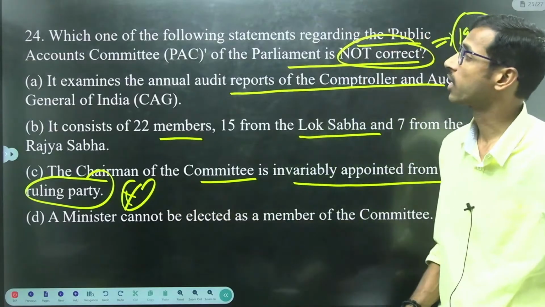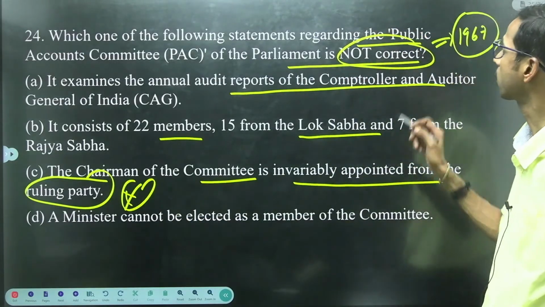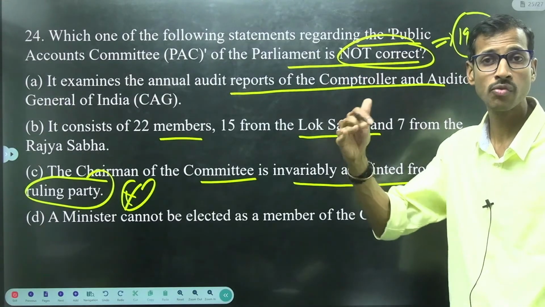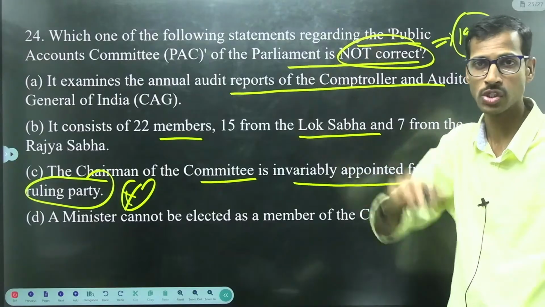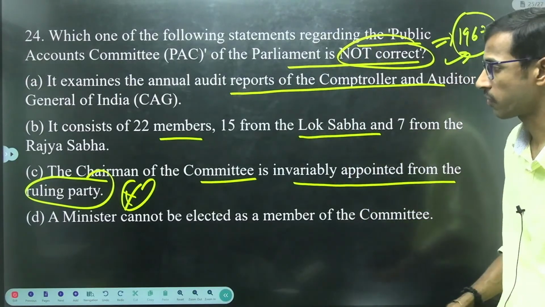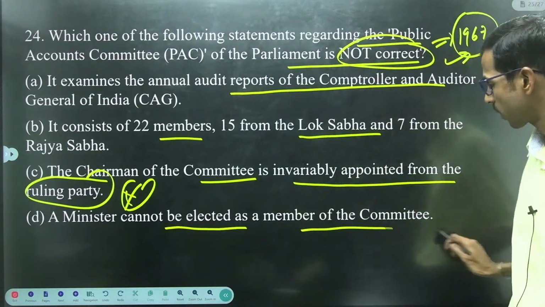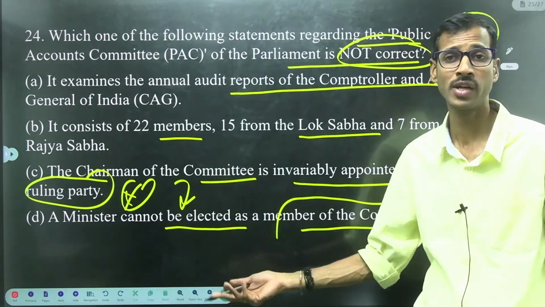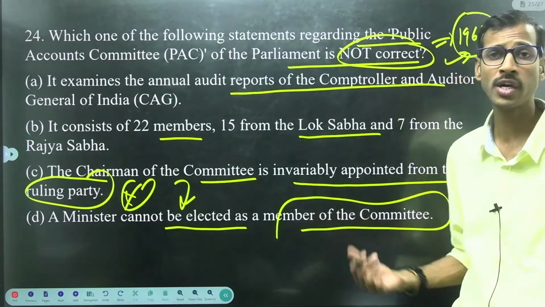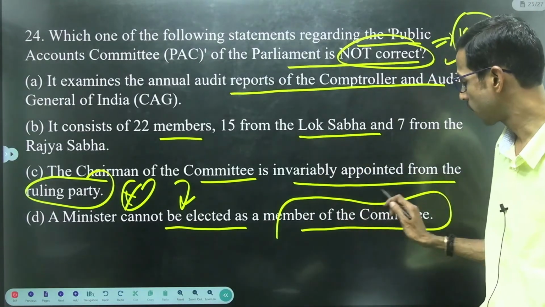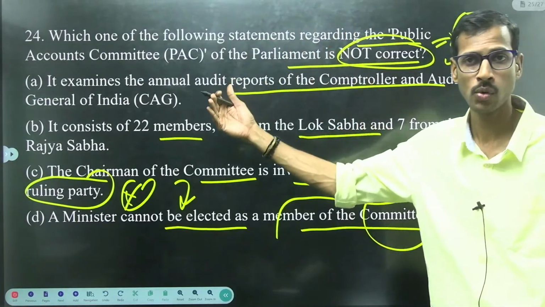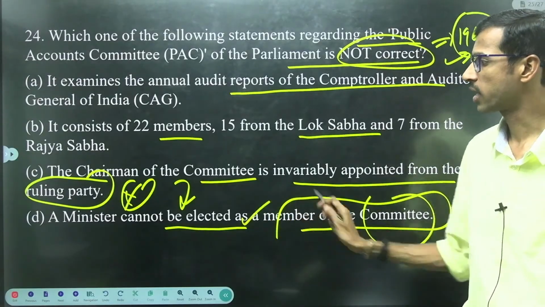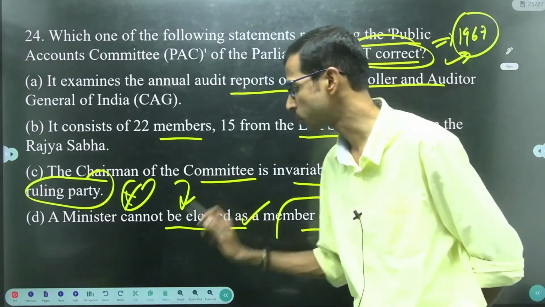The chairman of the Public Accounts Committee comes from the opposition members only. That is not mentioned in the Constitution, but we have been following it as a convention since 1967. A minister cannot be elected as a member of the committee. Yes, from statement C we can say that. Ministers cannot participate or be elected as members of the committee, it is completely the opposition party here. This is correct. Only C is the option that is not correct.